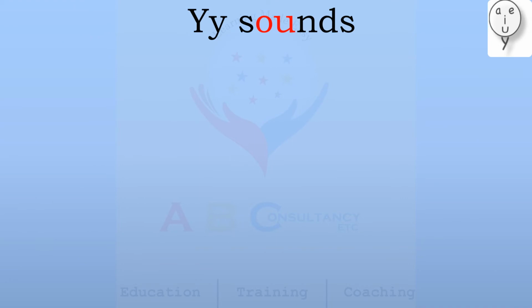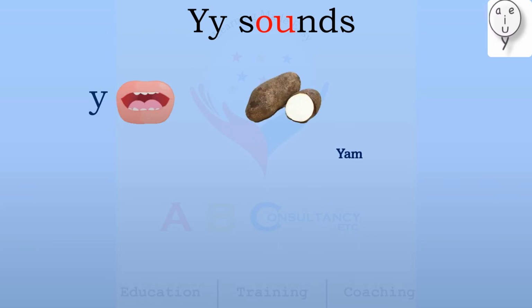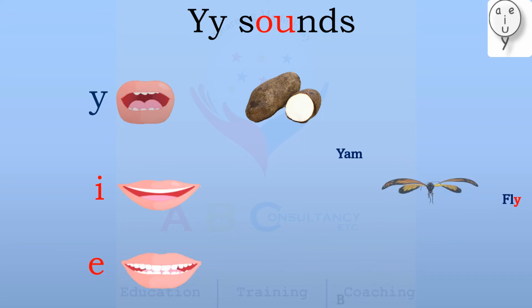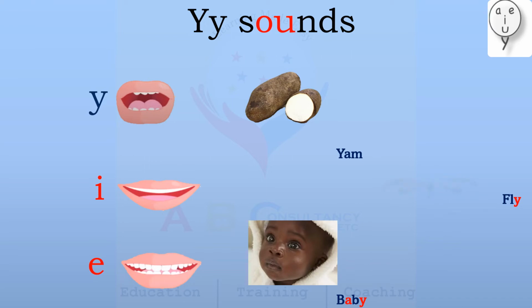Y makes three sounds. At the start of words, Y makes a consonant sound. Yam. At the end of short words, Y sounds I. Fly. At the end of long words, Y sounds E. Baby.